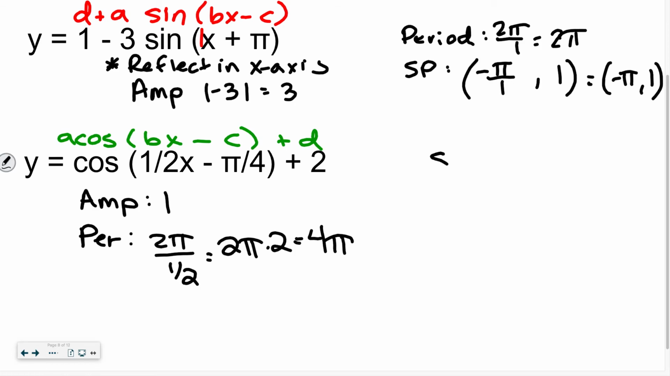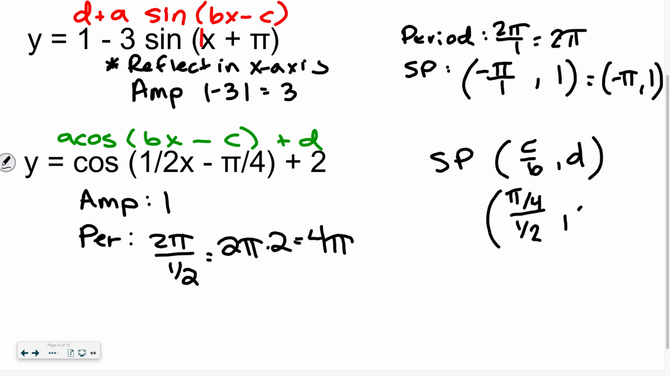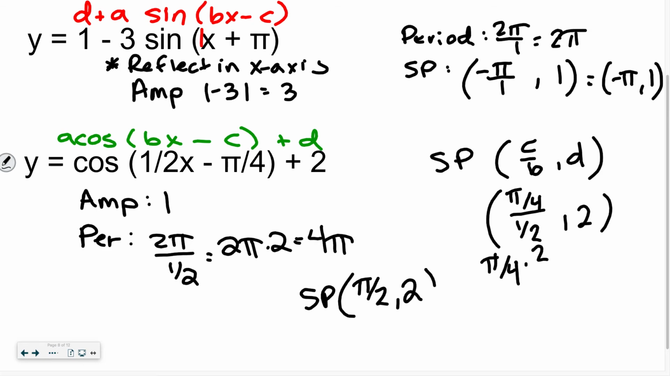When you do your starting point, remember your starting point is going to be C over B comma D. Your C should have been positive pi over 4. Your B, of course, is 1/2. And then your D is 2. That's pi over 4 times 2. 2 over 4 is 1/2. So your starting point would be 1/2 pi, or pi halves, comma 2.